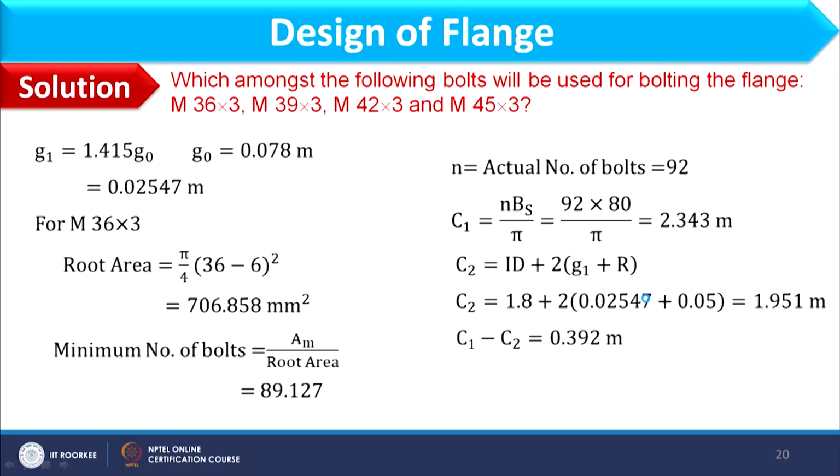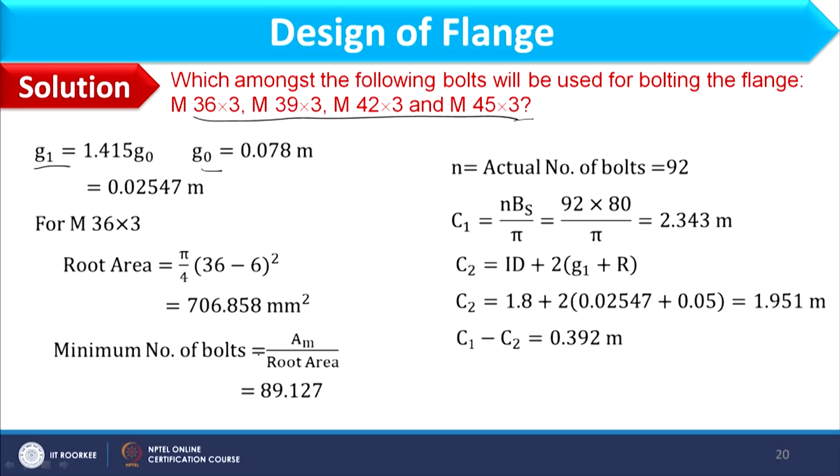If you remember the problem, it is given that we have four different bolts and I have to choose the optimum bolt among these. So for that I know G1 value, I know G0, so I can calculate G1 as 0.02547. First bolt I am having is M36 × 3, where root area I have to calculate as equal to pi by 4, 36 minus 6 whole square, and which comes out as 706.858 mm square.